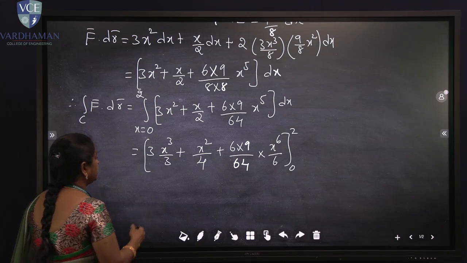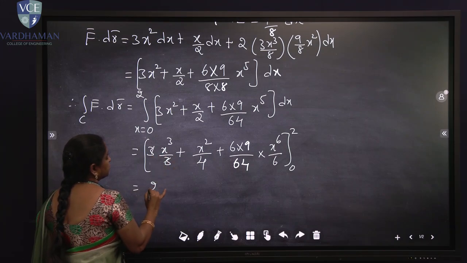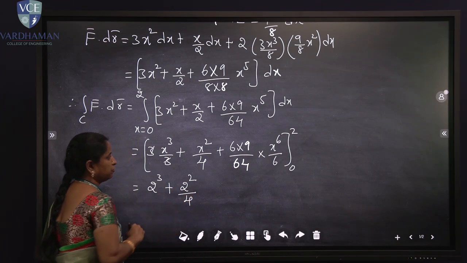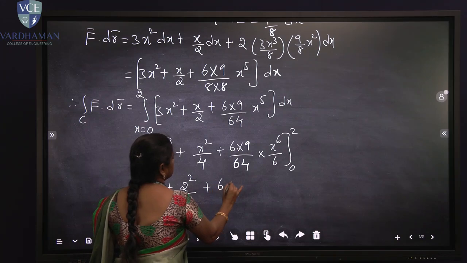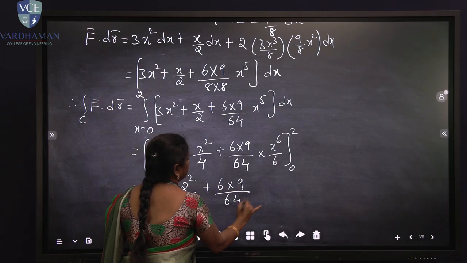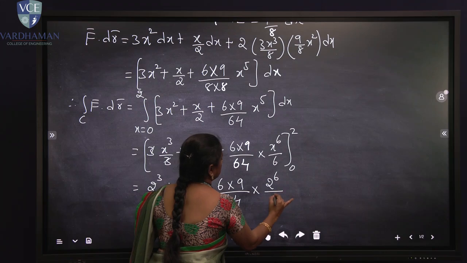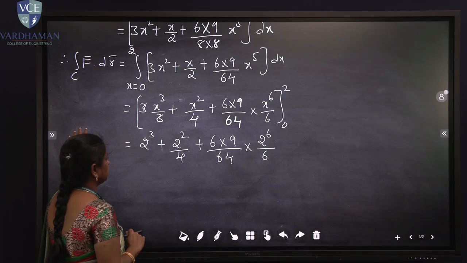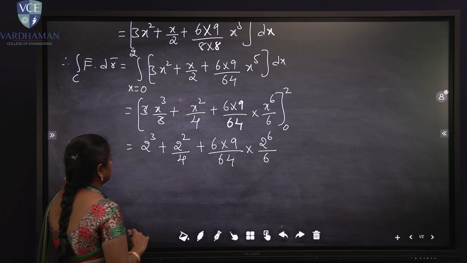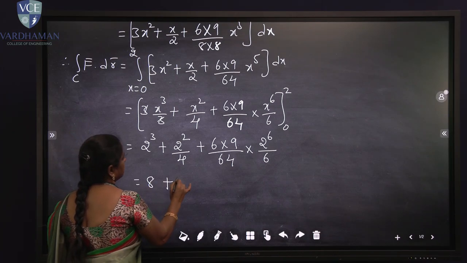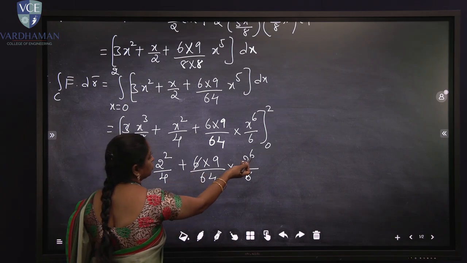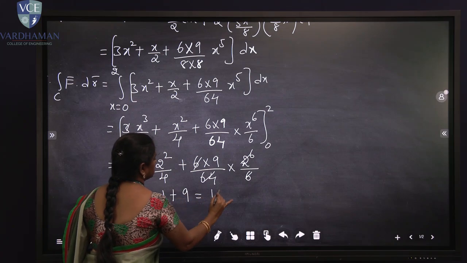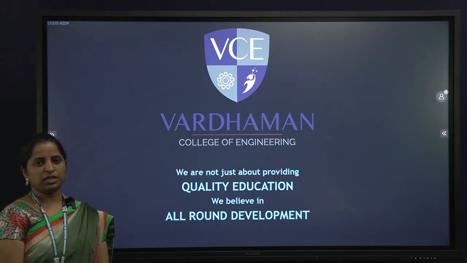So, substituting the upper limit and lower limit. Upper limit, if we substitute: 2 cube plus 2 square by 4 plus 6 into 9 by 64 into 2 to the power of 6 by 6, and the lower limit is 0, so no need to substitute that one, we will get 0 only. If we simplify this, we get 8 plus 1. The 6, 2 to the power of 6 and 64 will also get cancelled, plus 9. Finally, the answer is 18. This is about work done by force. Thank you.